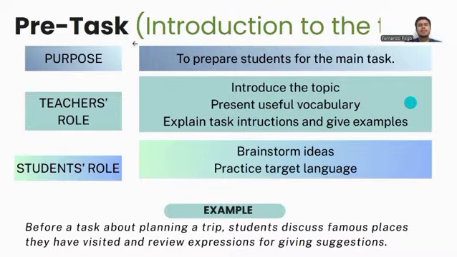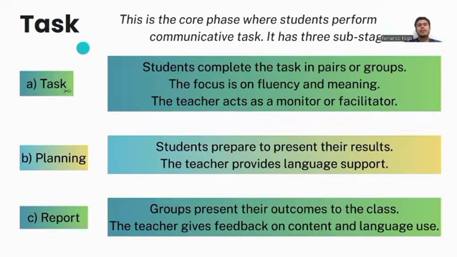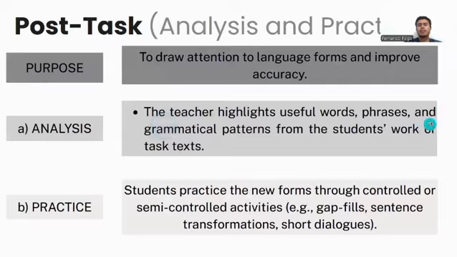The second stage or part is task. This is the core phase where students perform the main communicative task, and it has three substages. The first is task, where students complete the task in pairs or in groups, and they only focus on fluency and meaning. And the teacher is just the monitor or facilitator. In the planning, the students prepare to present their results, and the teacher provides language support. And in the report, the groups or the students present their outcomes to the rest of the class, and the teacher gives corrective feedback on content and language use.